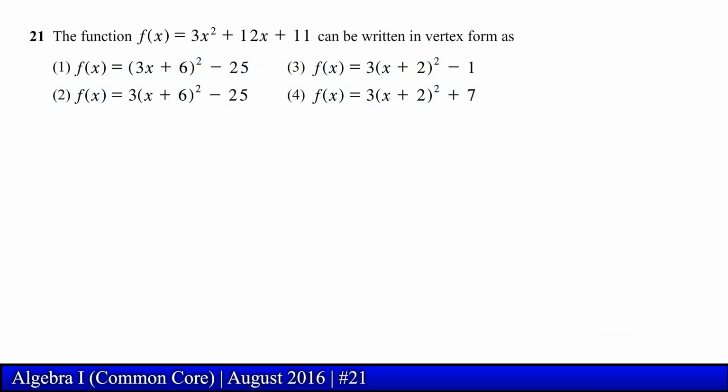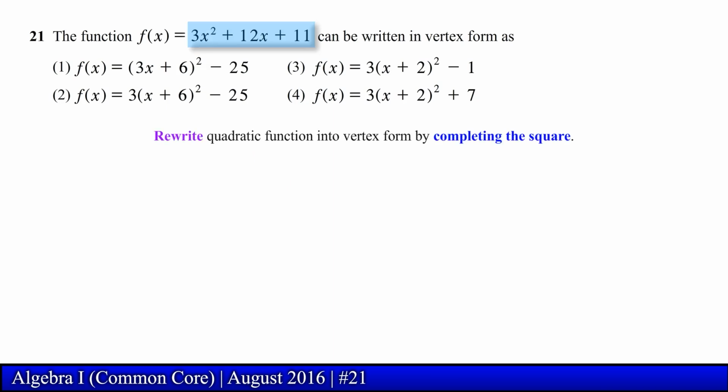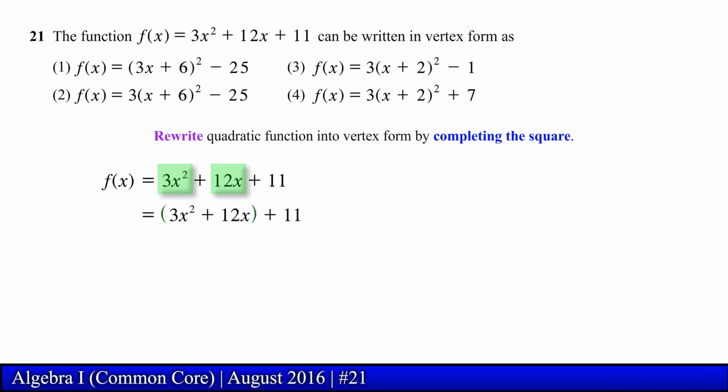Alternatively, we can also figure this problem out by rewriting the original quadratic function into the vertex form. We accomplish this by completing the square, by making use of the quadratic and linear terms of the function. We start by grouping together the quadratic term and linear term, in this case 3x squared and 12x. Next, we factor out the coefficient of the quadratic term, in this case 3. Doing that, we obtain the following quadratic expression that has a leading coefficient of 1.